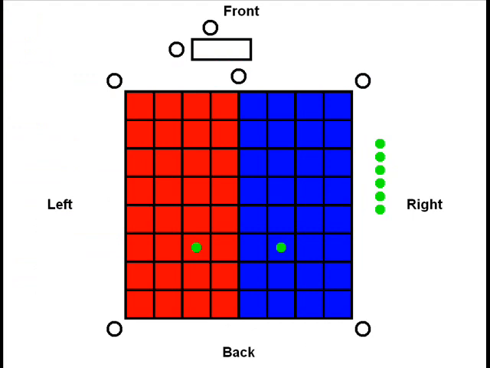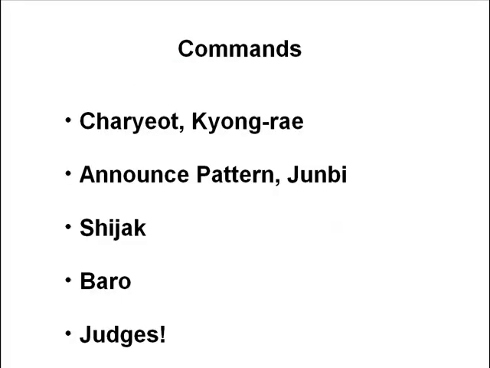The head of court then instructs the players to enter the contest area, indicating which player will be on which color. They will issue the commands charyot and kyongye. At this point, it is important to announce the pattern before calling chumbi, as the contestants may not be aware which pattern is required, and therefore which chumbi is required. Sijak commands the contestants to start, and when both players have finished, the call of baro is given.